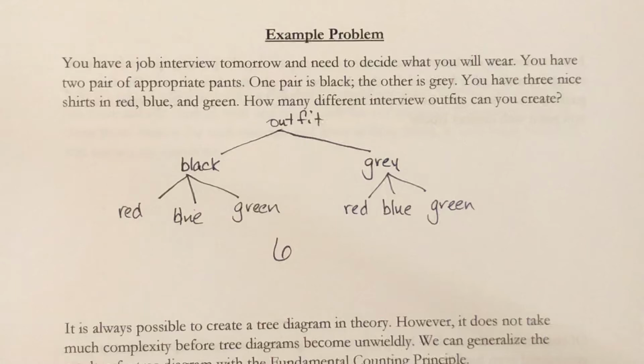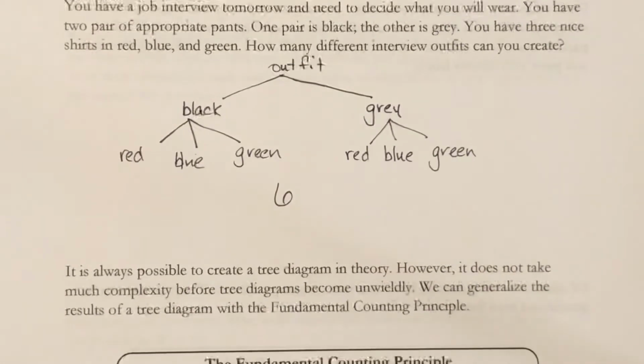Now, it's always possible to create a tree diagram in theory, but I think you can see that these things can grow really complicated really quickly. Right here, we only had 2 choices and 3. If those get any larger, or you have more groups of things to combine, theoretically, you can do a tree diagram, but chances are you're going to mess it up because you're going to get lost in it.